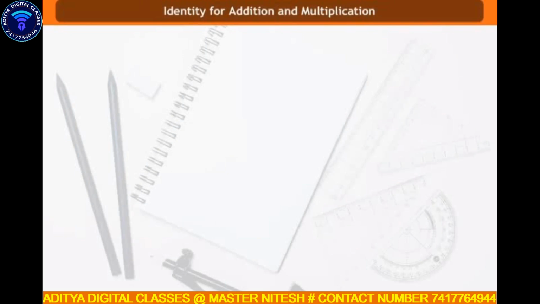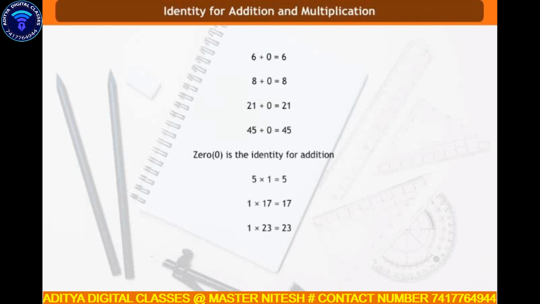Identity for addition and multiplication. What happens when you add 0 to a whole number? Let us see. Yes, we get the same whole number again. A number remains unchanged when added with 0. So we say that 0 is the identity for addition. That is, the sum of 0 and any number is the number itself. Similarly, in the case of multiplication, when 1 is multiplied to any number, we get the same number. So we say that 1 is the identity for multiplication.